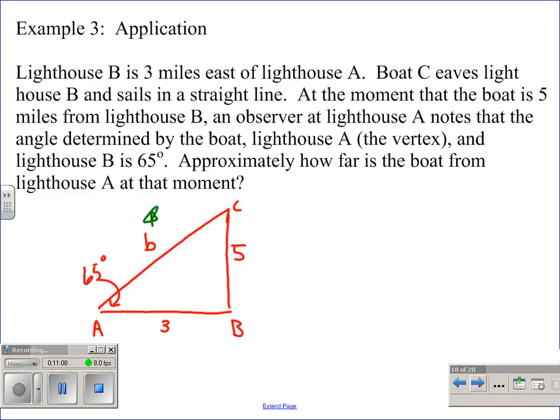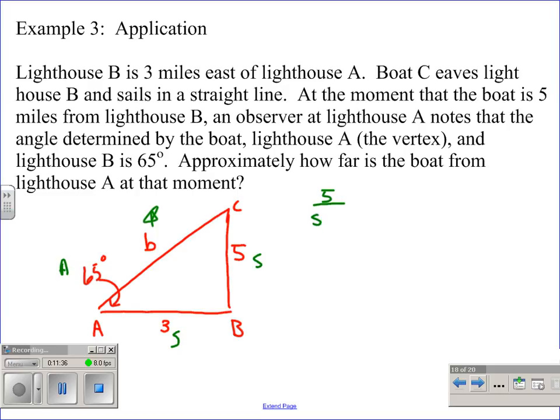You notice here that we are given side angle information, and since we're given side angle, just like the last one, that is the ambiguous case. So there may be more than one solution here. There may be no solution, so 2, 1, or no solutions here. We're going to start out by finding out what the measure of angle C is.